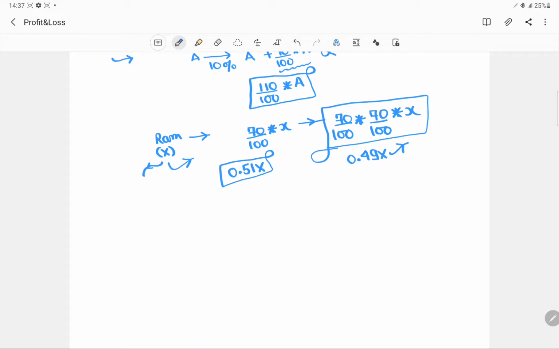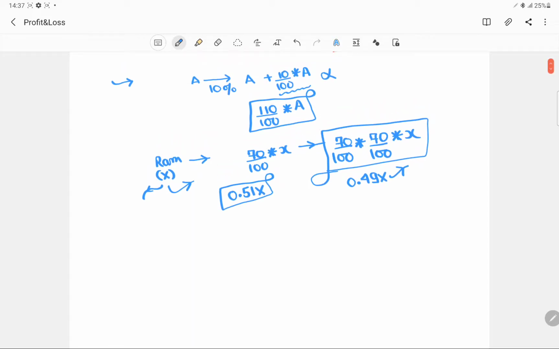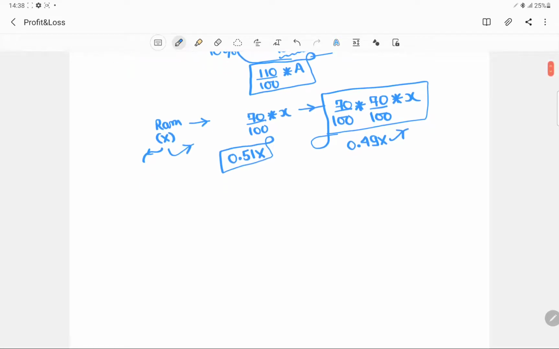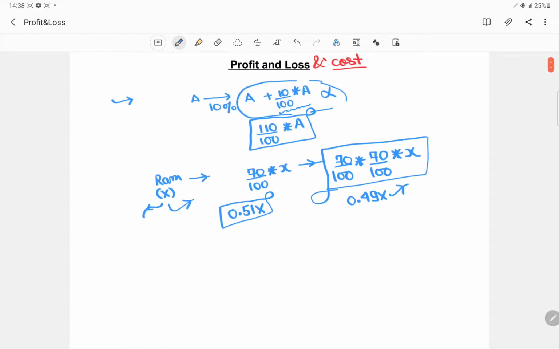So what I actually want you to learn is that rather than first calculating the increase and then the increased value, you directly compute the increased value. This would be very beneficial, and that is why I am repeatedly focusing on this.